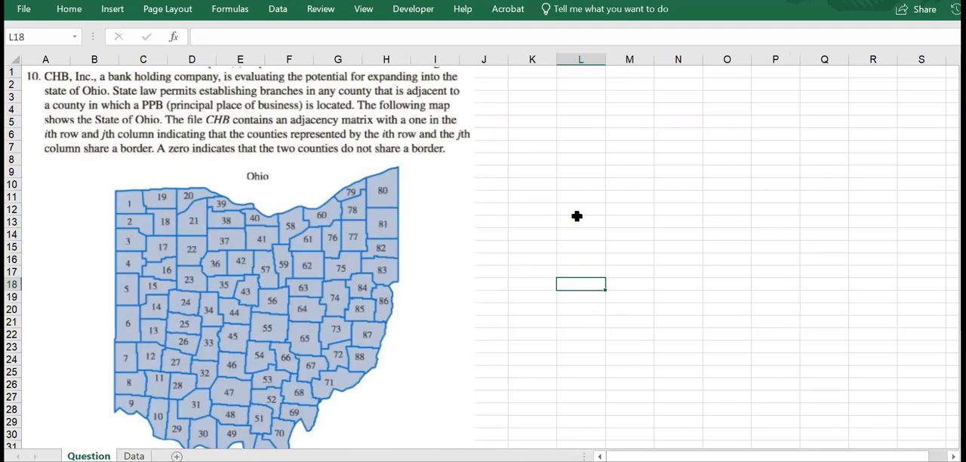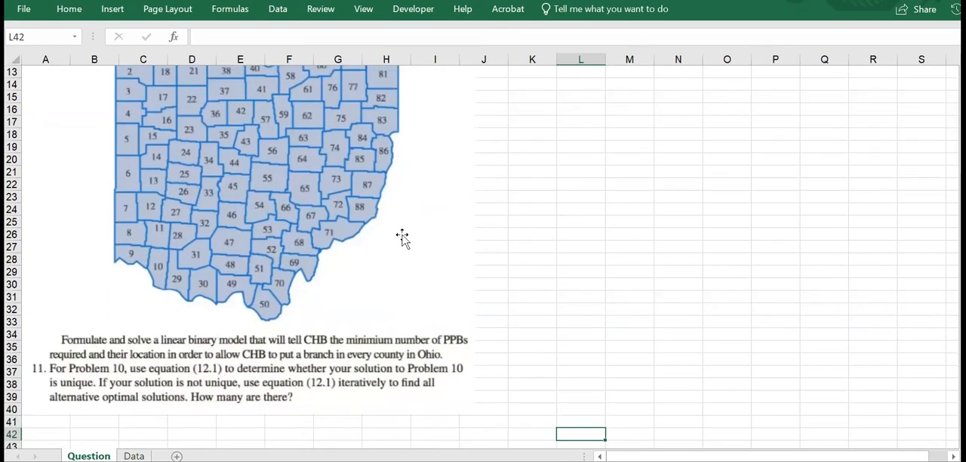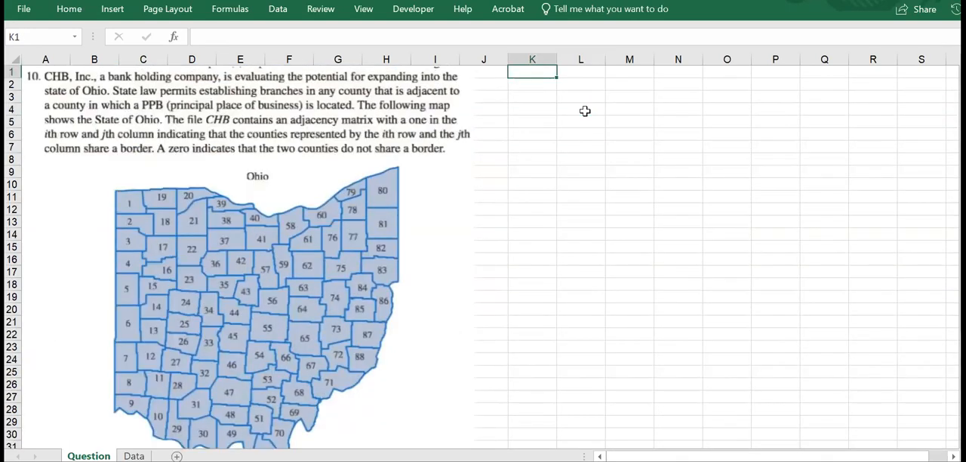Now, having that matrix, we want to formulate and solve a linear binary model that will tell this bank company, CHB, the minimum number of PPBs that they require in order to be able to cover the whole state, in order to be able to put a branch in every county in Ohio. So let's talk about the formulation first, and then we go into the data file and solve it. We're going to go to the next sheet and solve the problem.